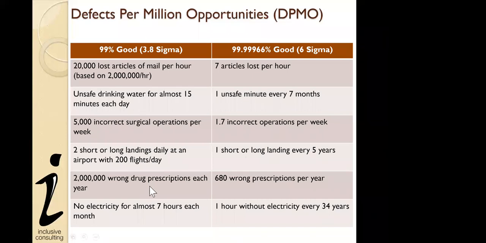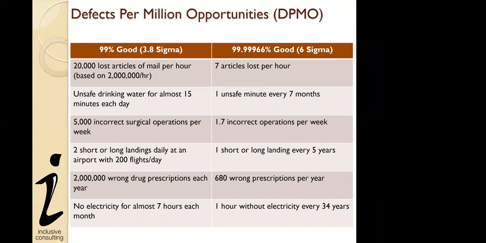Similarly, for pharmacies, from 2 million, it goes down to 680 wrong prescriptions per year. And for electricity, instead of 7 hours each month, this means 1 hour every 34 years.